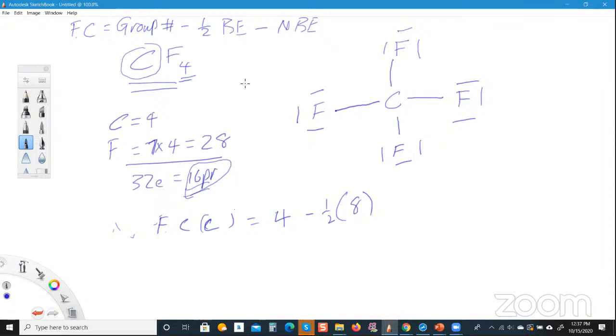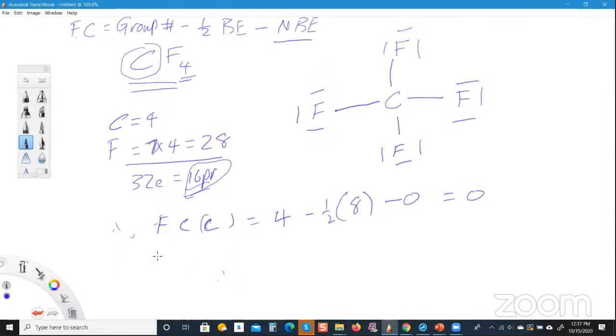And then the next thing is the number of non-bonding electrons, which if you look at the carbon here, there are no lone pairs of electrons. So therefore, that would be 0. And when you work this out, 4 minus half of 8, that works out to be equal to 0. So therefore, there are no charges present on the carbon atom, all right?